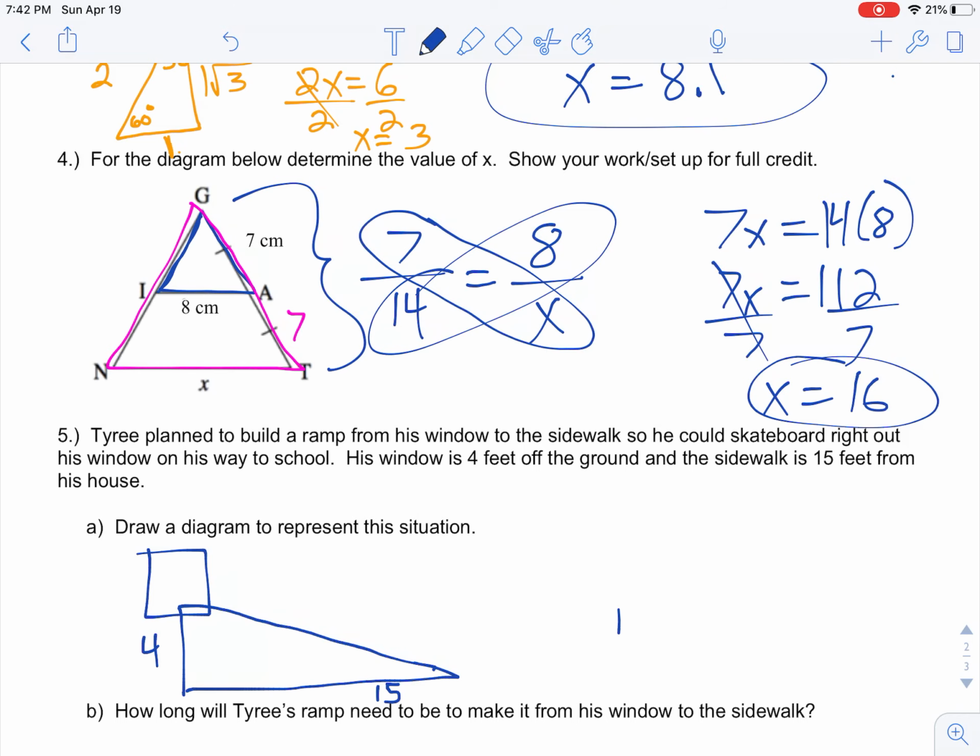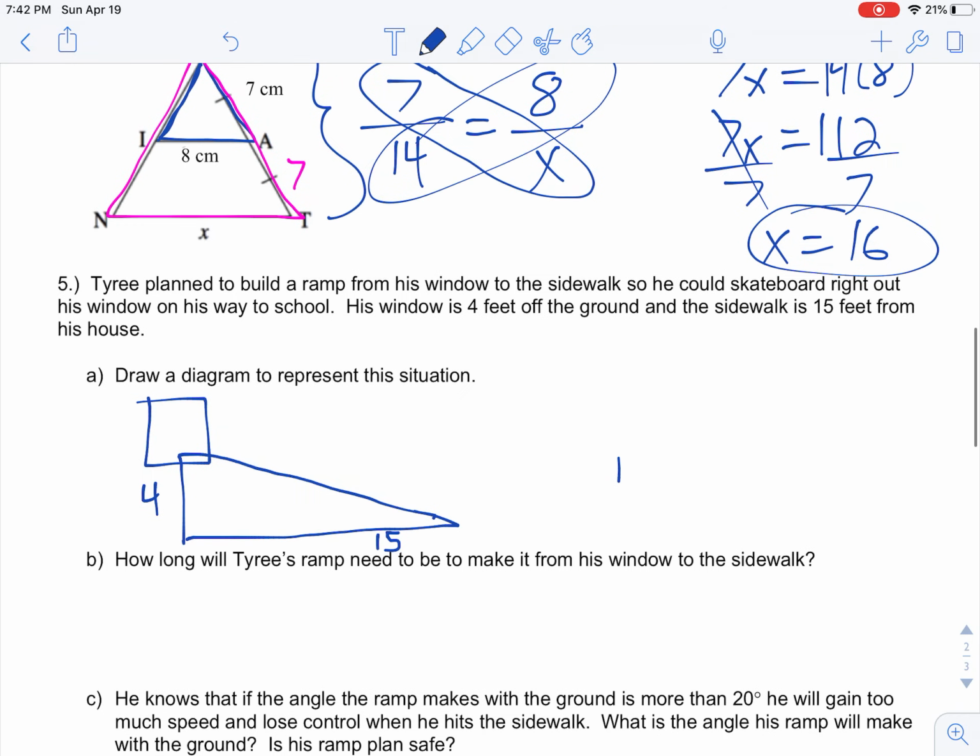Draw a diagram to represent the situation. So there you go, there's our situation here. This would be the window from his house. We want to know how long Tyree's ramp needs to be to make it from his window to the sidewalk. Well, his ramp would be represented by the hypotenuse of this right triangle. So we would want to figure out the value of x because the ramp would be that wood plank that he would use right there.